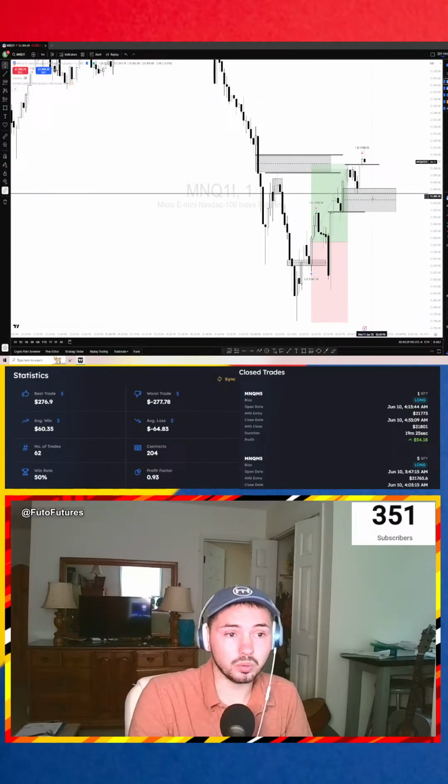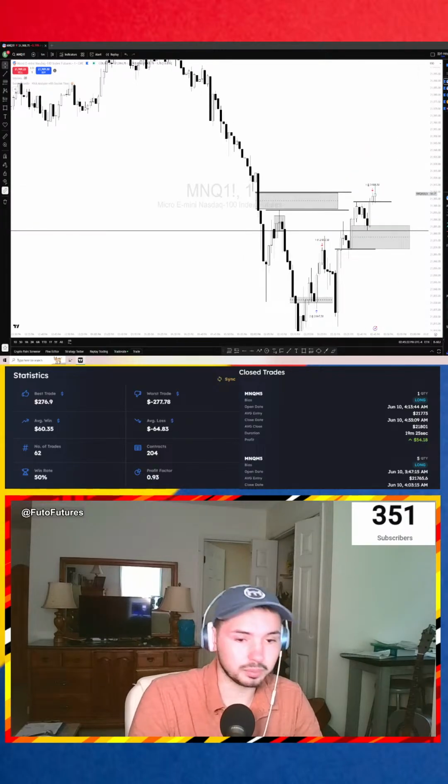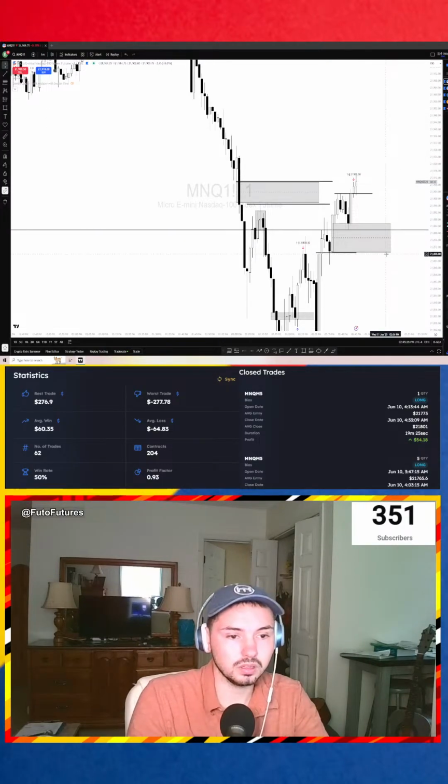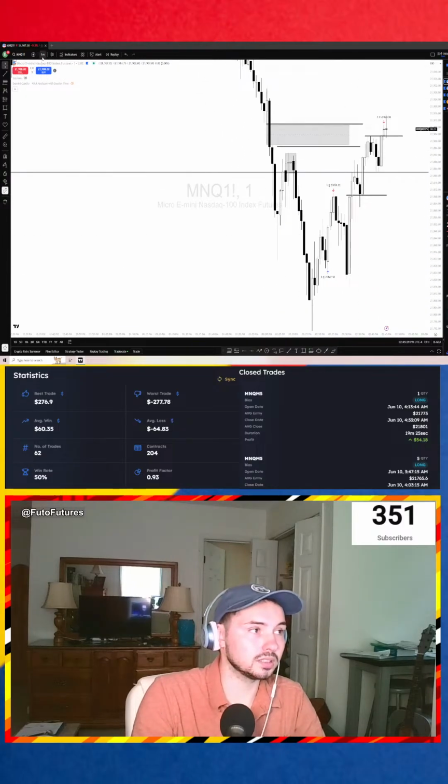This probably will, I'm going to be honest, show me another setup right here in 1 second on the higher time frame. I can almost guarantee this is going to show another setup.